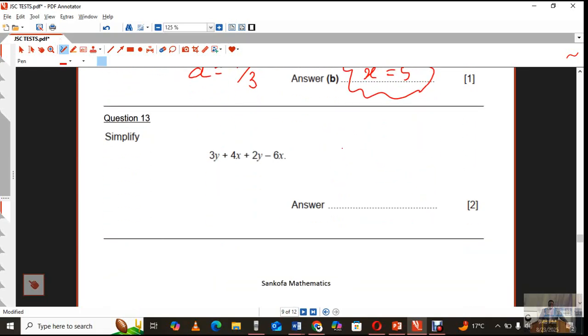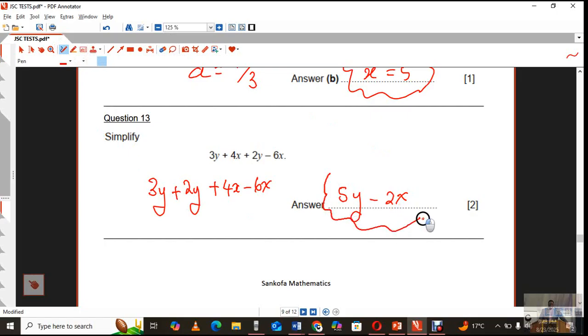Here we need to simplify. So again, let me just write the like terms close to each other. Okay, the 3y plus the 2y, and then I have got the 4x minus the 6x. So the y's become 5y, and this one becomes minus 2x because you have got 4 take away 6. Hope you can see that. So just subtract and add the coefficients. All right. So you can see this is 4 minus 6, which gives you minus 2.